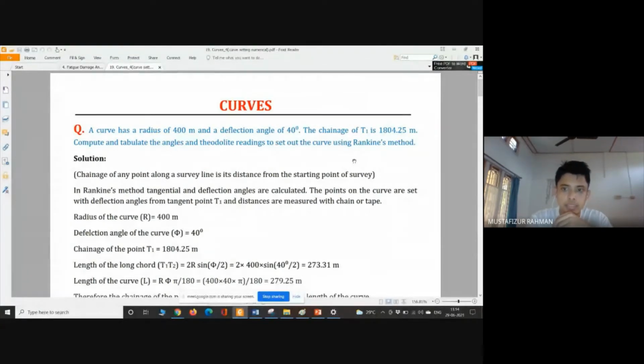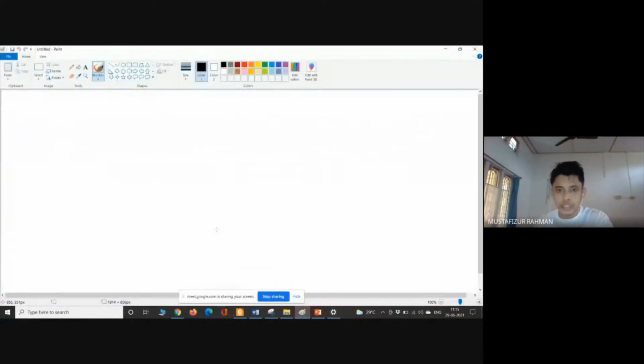Remember that chainage is given, and we have to compute and tabulate the angles and theodolite readings so that we can find the points on the curve, and finally we can set out the curve. So what are the data that we are given? First of all, we are given the radius r of the curve, deflection angle, we remember deflection angle, I hope, and chainage of T1 point.